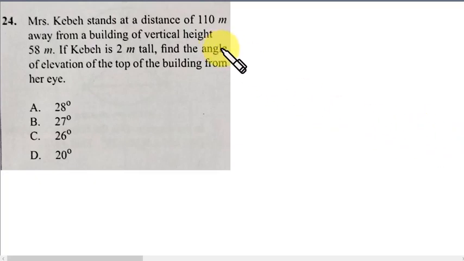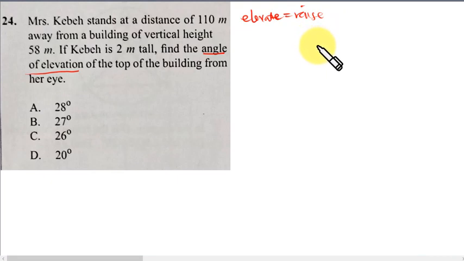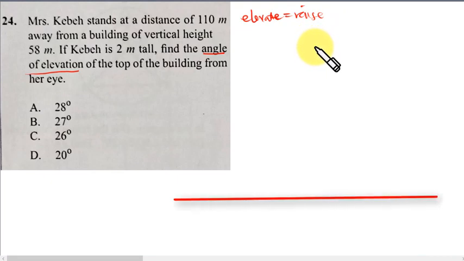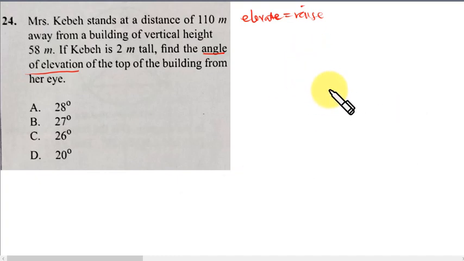Alright, so let us try to draw a diagram here and look at the question. We are talking about angle of elevation. When we say to elevate, it means to raise, or when something rises. So angle of elevation is the angle that is found between the horizontal eye level and the line of sight. So let us look at this first.